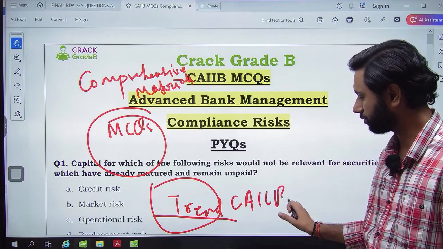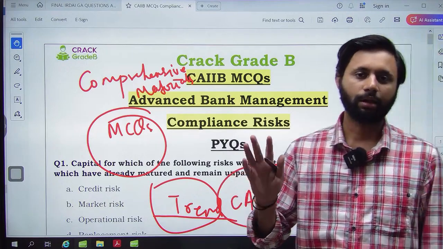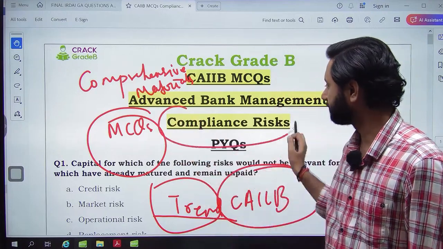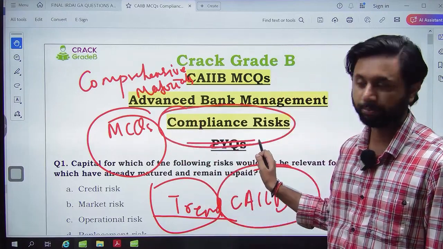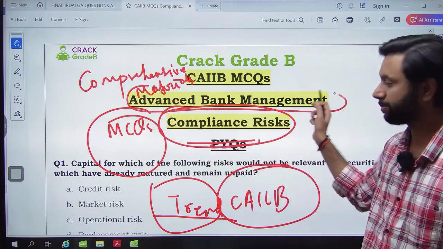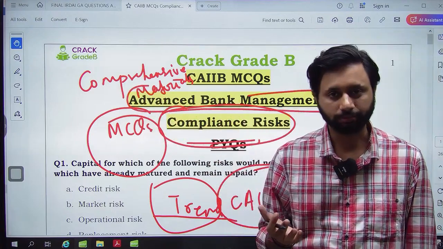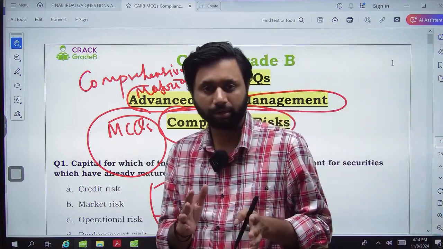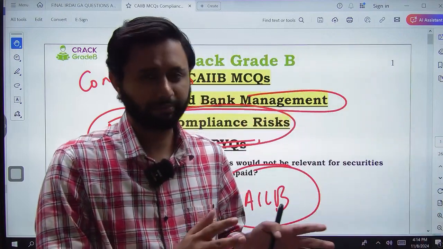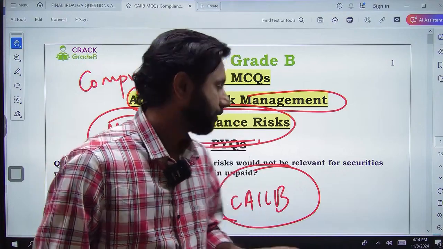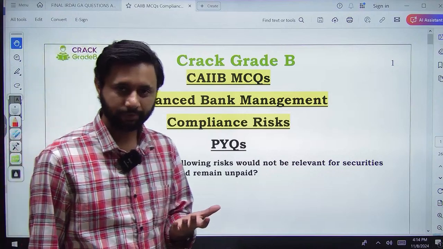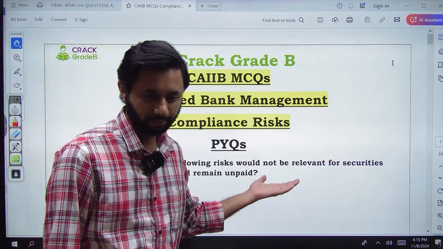With this approach, we'll be starting today's session, specifically dedicated to the compliance risk topic of the Advanced Bank Management compulsory paper. As all of you understand, compliance risk, particularly in the banking sector, comprises various different types of risk. How are all those different types of risks asked in the previous year questions of CAIIB, that we'll see.